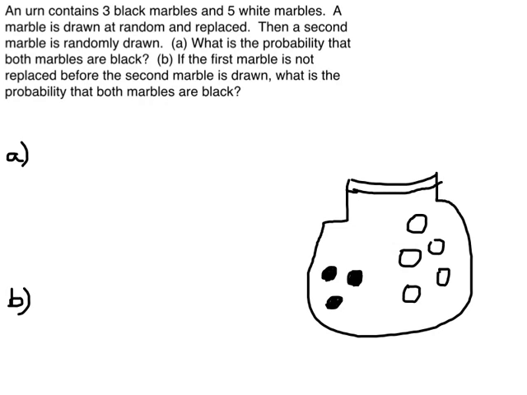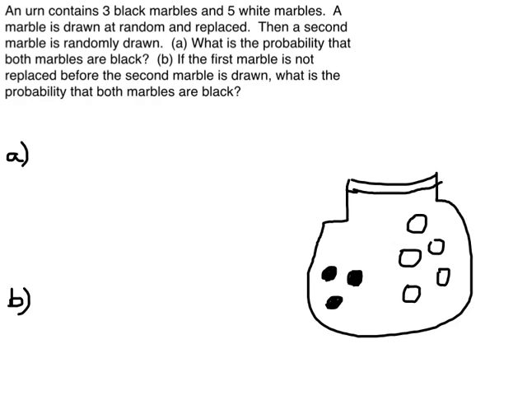Alright, an urn contains 3 black marbles and 5 white marbles. A marble is drawn at random and replaced. Then a second marble is randomly drawn. What is the probability that both marbles are black? And in B, if the first marble is not replaced before the second draw, what's the probability that both marbles are black? Well, we start out with 3 black and 5 white.